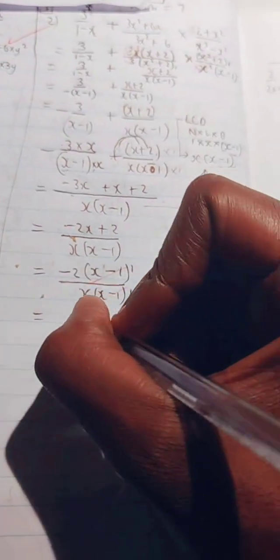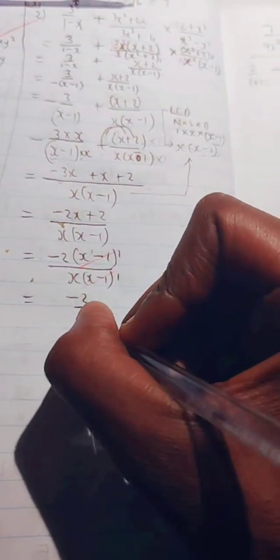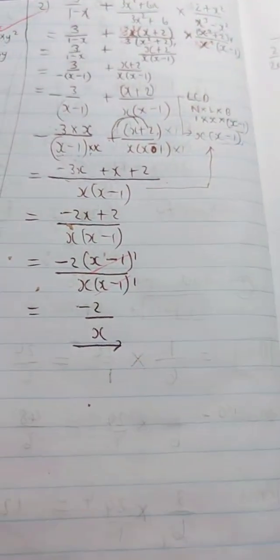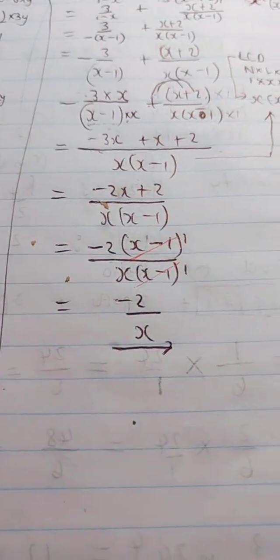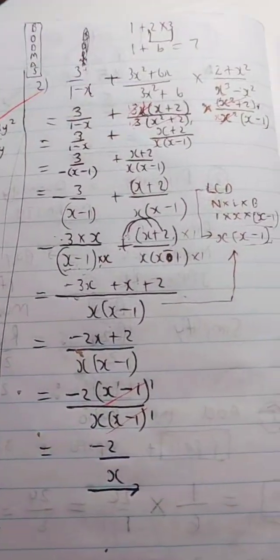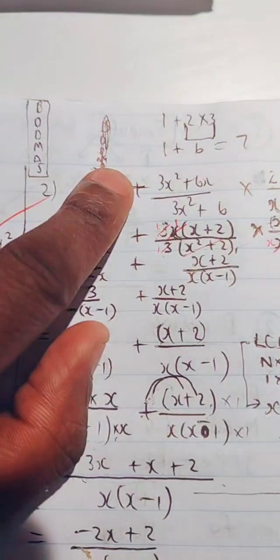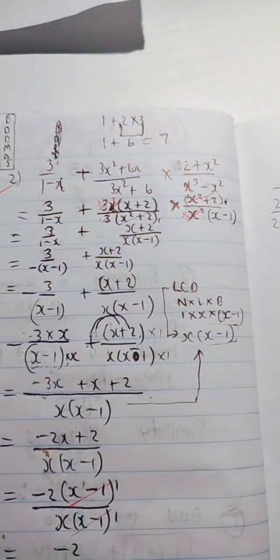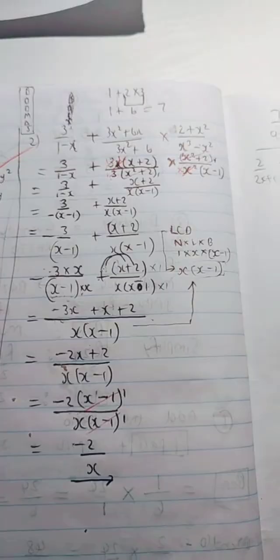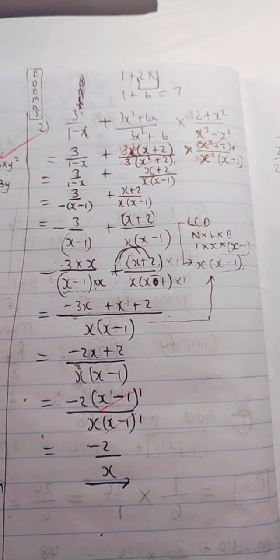So in the numerator, you say -2 times 1 is -2. x times +1 is x. And this, guys, is your final answer. -2 over x. That is how you simplify this algebraic fraction, which had addition and multiplication, step by step, until we get to the finality of the answer.